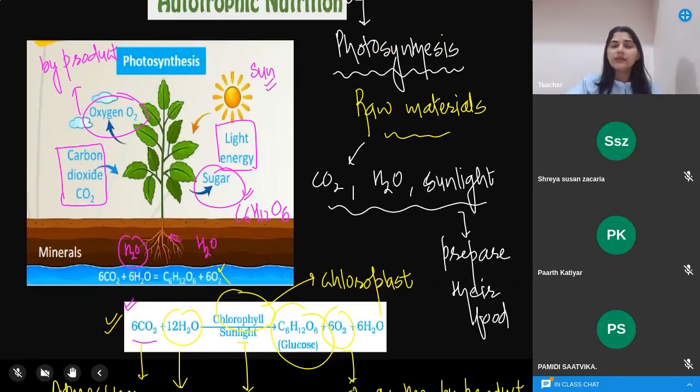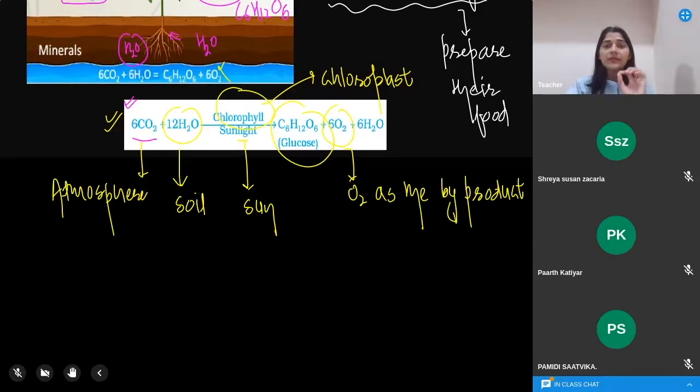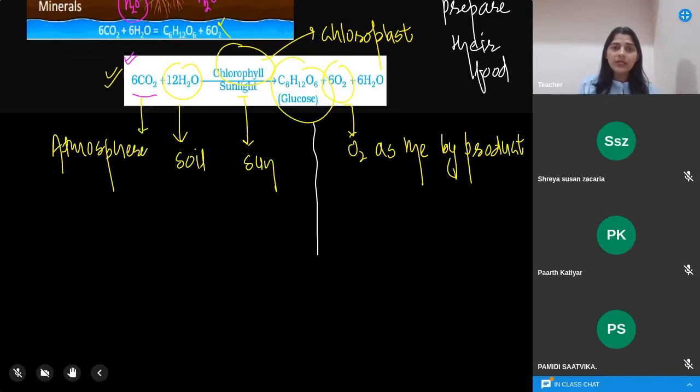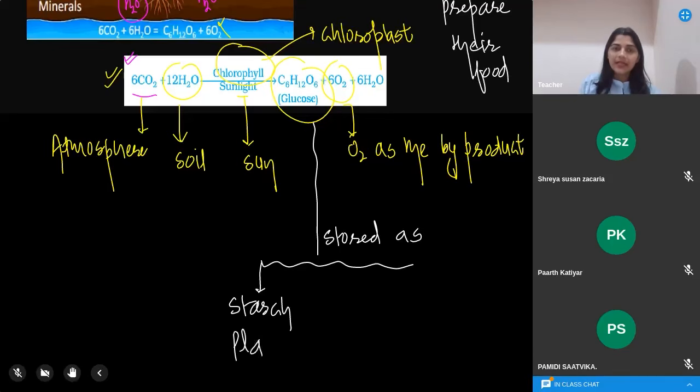This is clear to everyone? Basic. So what is happening in photosynthesis? Plants are going to utilize certain raw materials and they are going to form the carbohydrates. They will be forming the sugars. Now, these sugars which are formed here are stored as starch in the case of plants. This is clear? And in the case of animals, they are stored as glycogen.